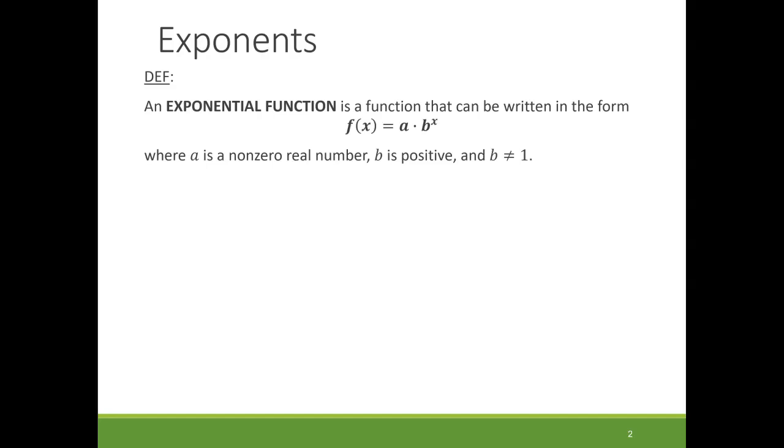Right? Why do we have these requirements on a and b? Well, if a is 0, this whole thing is just 0. That's a linear function or a constant function. That's not exponential. We don't want that. If b is 0, then the whole thing is 0. We don't want that. If b is 1, then b to the x is just 1, so that just turns into a. That's constant. We don't want that.